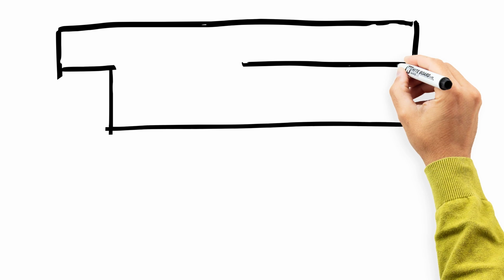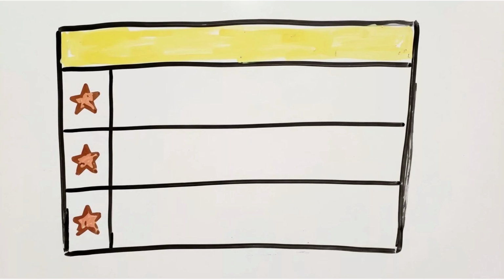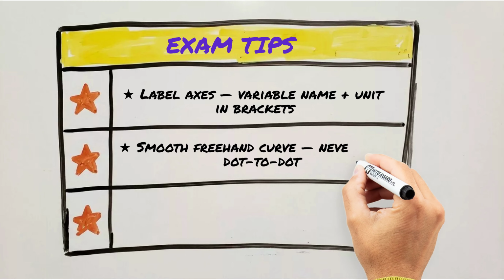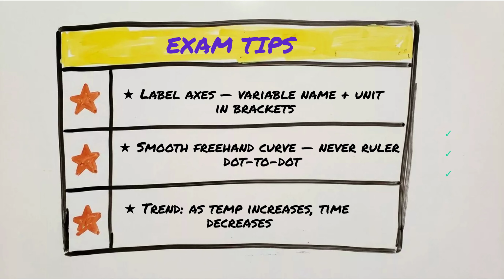3 things. Label axes with units in brackets. Draw a smooth freehand curve. Never ruler dot to dot. Write your trend statement using the formula. That is full marks.